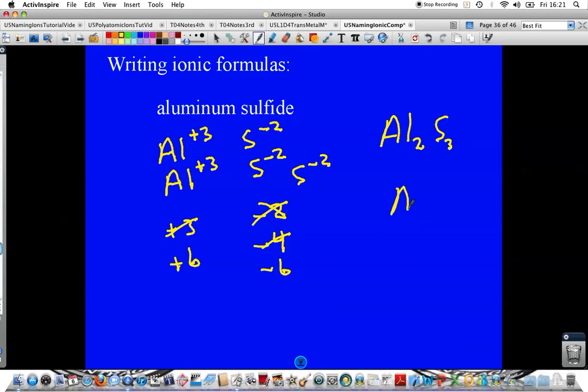Okay, and of course if you do the crisscross, you're going to get the same answer. Just remember that the crisscross doesn't always work. Take the 3 down, put it on the S, take the 2 down, put it on the Al. So we get Al2S3.